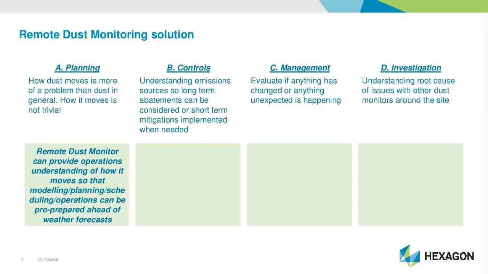So the first of those is in the planning piece. How dust moves around operations is a problem in general, right? Particularly in a mine, operations throw up a lot of dust, and it has to be mitigated. So how it moves around is not a trivial thing to understand. If you can add the remote dust monitoring to your mitigation strategy, then it's going to give the operations folks an understanding of how things move, which can be used for modeling activities in the environmental group.